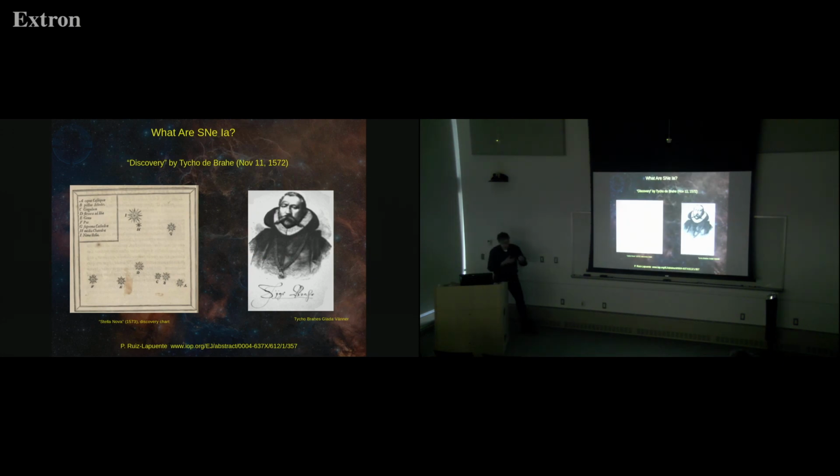Okay, so what are these things? Well, the discovery, in air quotes, by Tycho. Discovery is a strong word because anybody who looked up could have seen it, but he wrote it down, Nova Stella, and writing it in Latin makes it look cool. Without using telescopes, just naked eye observations, he kept detailed records. And an astronomer, Pilar Ruiz Lapuente, was able to reconstruct a light curve from this, and it looks like a type 1a supernova light curve.